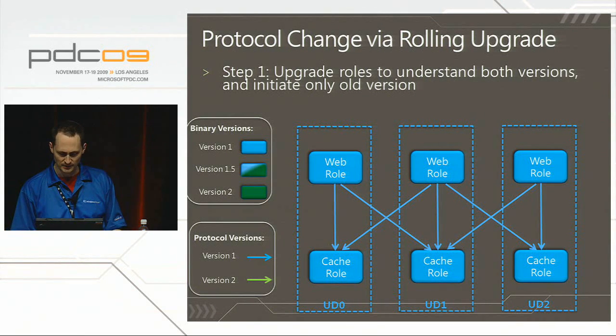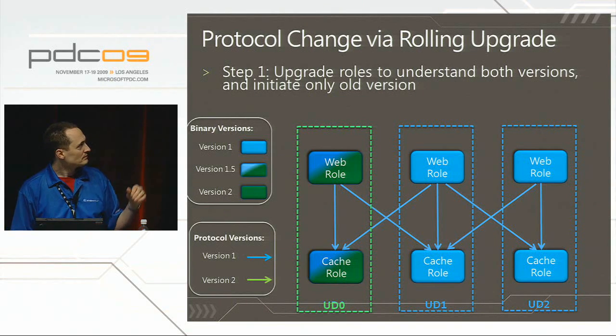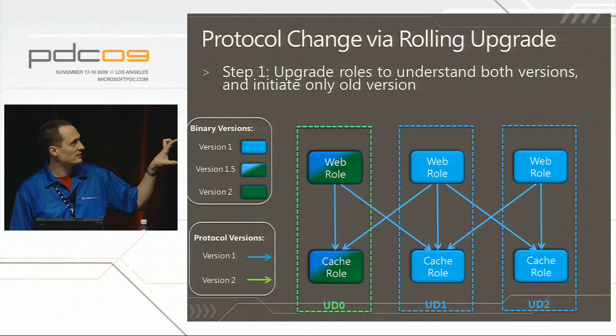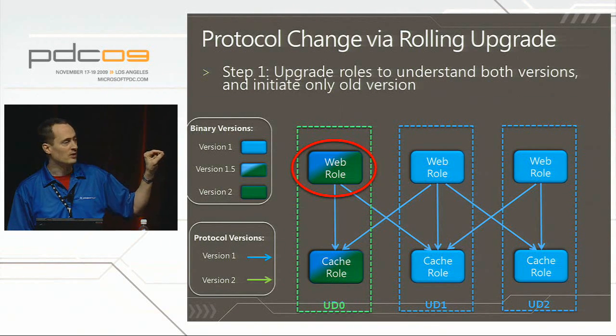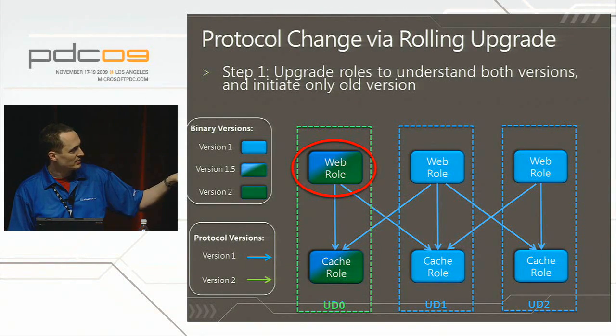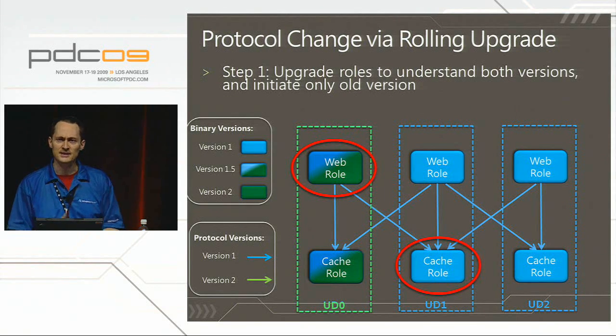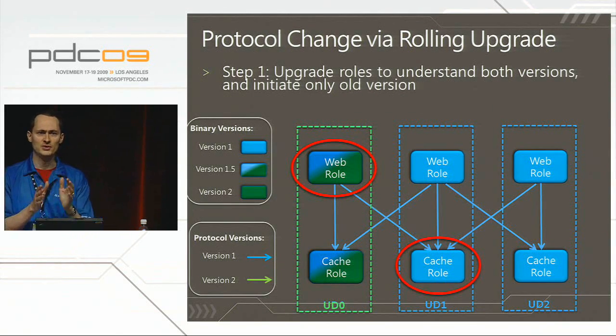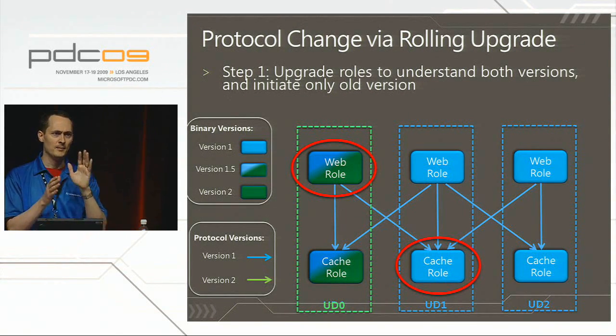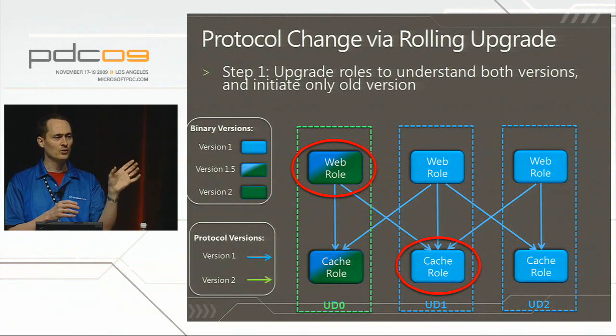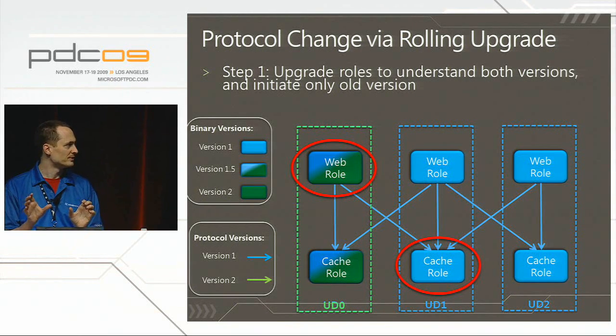So let's do that. We're going to upgrade domain 0. Now notice here that this web role in this upgrade domain is still speaking protocol version 1. The reason why it has to is because we still have this other role in upgrade domain 1 that speaks the old protocol. This is what I meant earlier by you need to make sure that, when you're doing rolling upgrades, you understand the old version is running side by side with the new version.